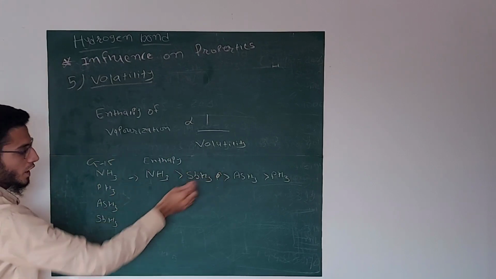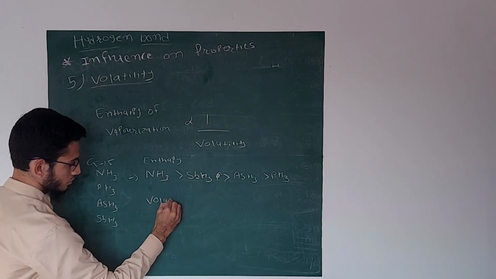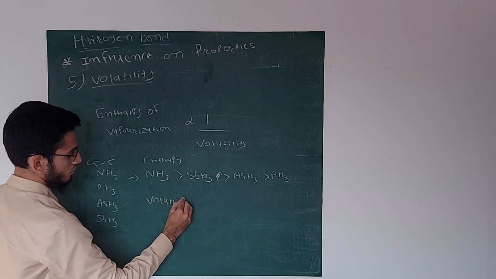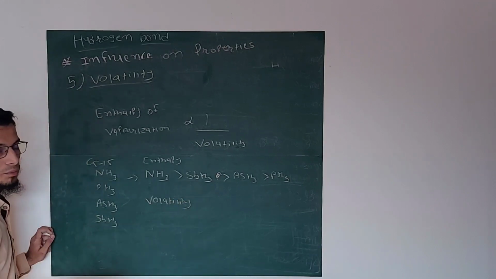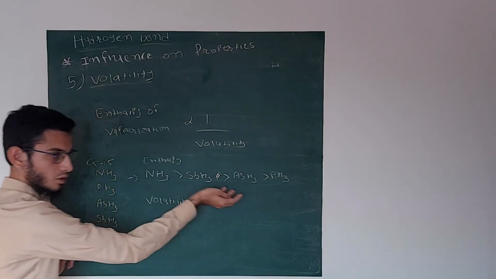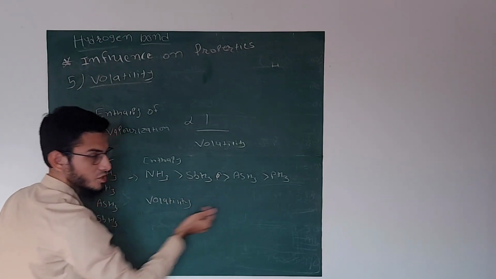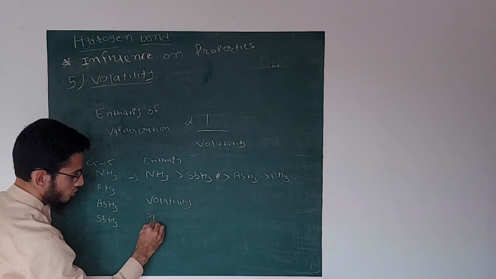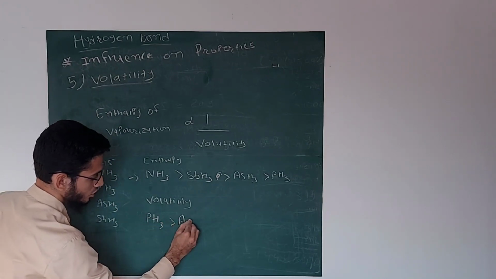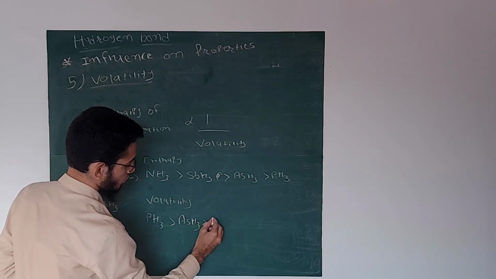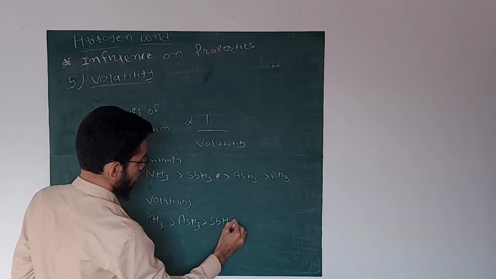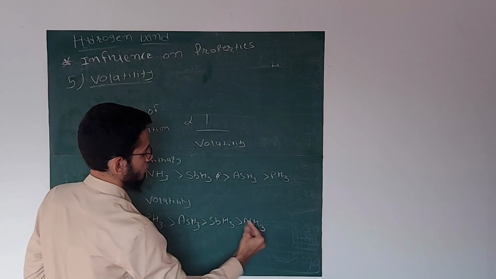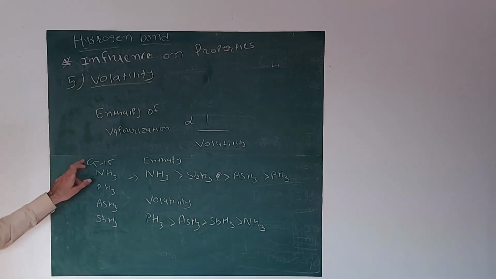Then the volatility. Volatility will be higher for phosphine. The order will be reversed. First is phosphine, then AsH3, then SbH3, and then NH3. This is the order for group 15.